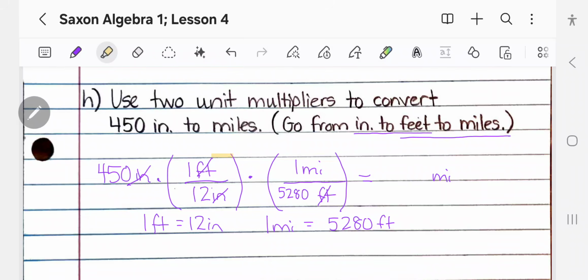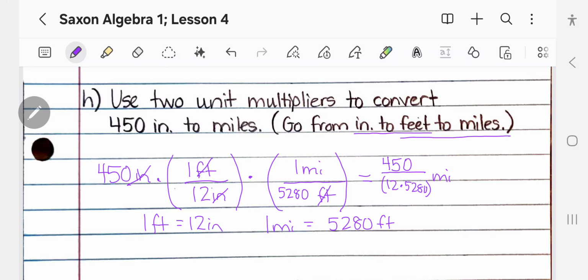Again, unit multipliers. 1 foot equals 12 inches. 1 mile equals 5,280 feet. All right, then I'm going to write it out here. It'd be 450 on top in the numerator. And then in the denominator, it's going to be 12 times 5,280. It's kind of a crazy looking number, isn't it? 450 over 12 times 5,280. And whatever that number is, it's a number of miles.